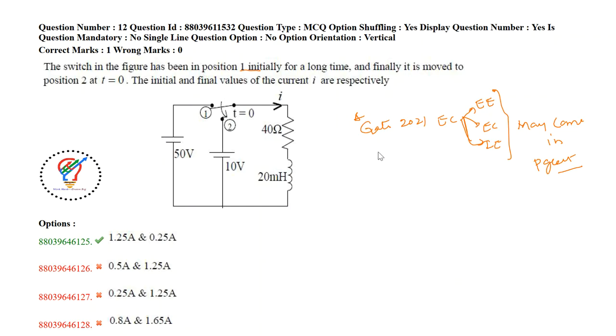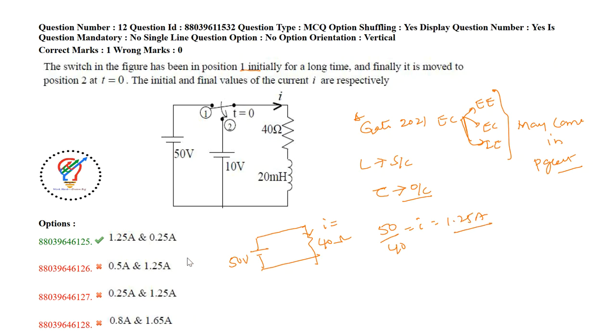Just go through these concepts. In that video I discussed that the inductor acts as a short circuit and the capacitor acts as an open circuit. Initially, when the switch is in the closed position like this, the inductor acts as a short circuit. So there will be only the 50 volt source, and a 40 ohm resistor like this. In steady state condition, what will the current be? 50 by 40, which is nothing but 1.25 amperes. So you got the answer as 1.25.